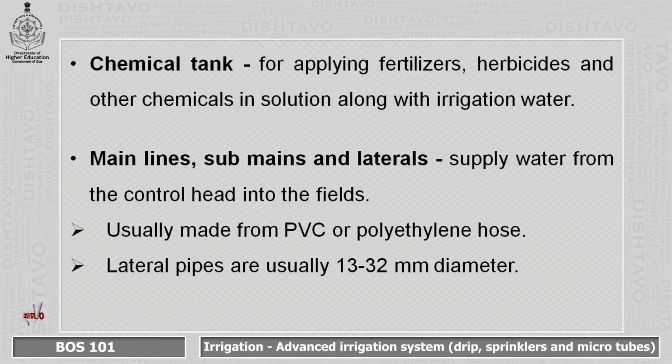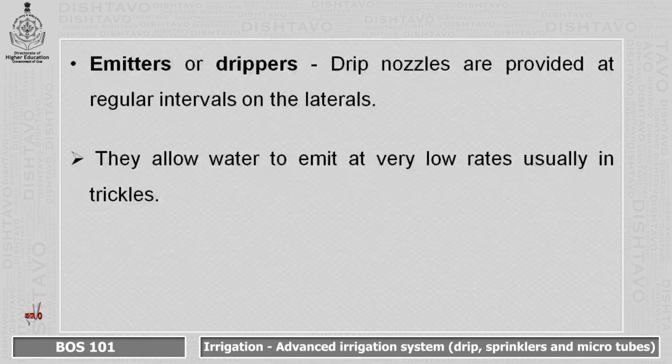Main lines, sub-mains and laterals. These are used to supply water from the control head into the fields. Usually they are made from PVC, that is polyvinyl chloride, or polyethylene hose. The lateral pipes are usually around 13 to 32 millimeters in diameter. Emitters or drippers. Drip nozzles are provided at regular intervals on the laterals. They allow water to emit at very low rates, usually in trickles.